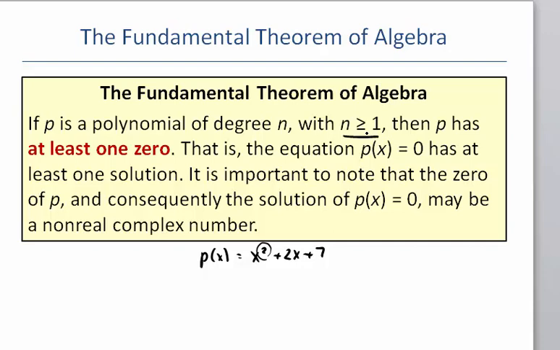Now, it does make the note that the 0 might possibly be a complex number, which means it would have an i, an imaginary solution, which means it may not show up on your calculator, but it does, in fact, have a 0, at least 1.